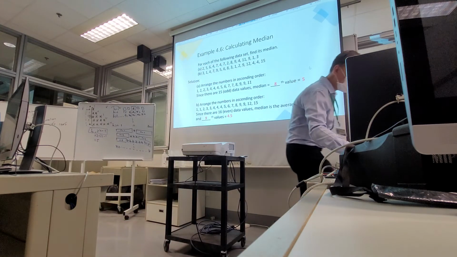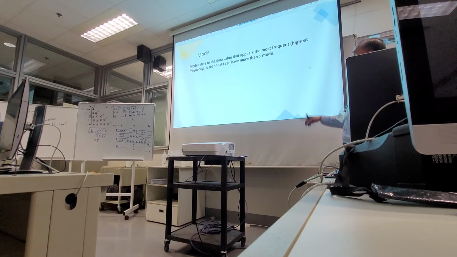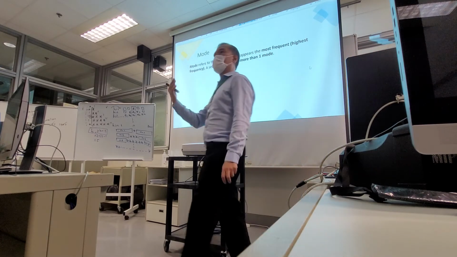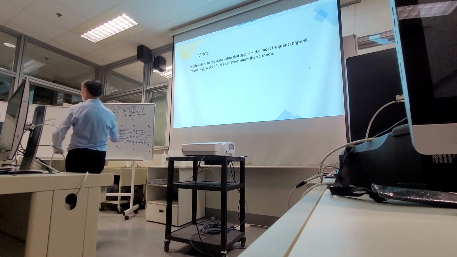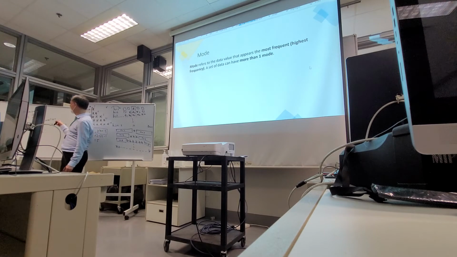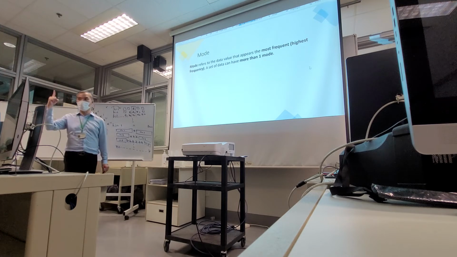Okay, good. The next one is the mode. What's the mode? Mode is very simple. If a number occurs the most, that becomes the mode. Let me give you an example. Take a look at this one. What is the mode of these numbers? Yes, correct. The mode is 1,000, because the 1,000 appears 2 times, the rest appear only once. So the mode is 1,000.